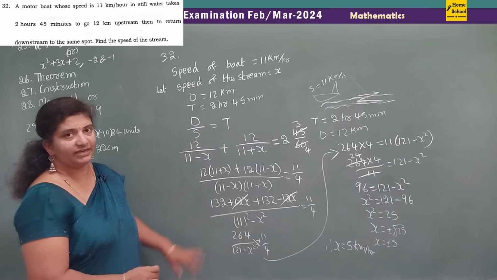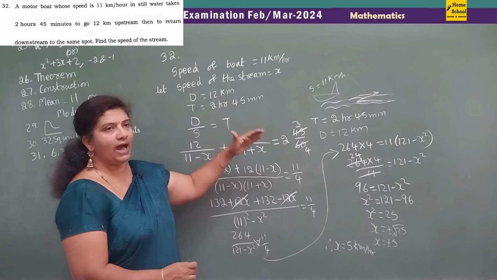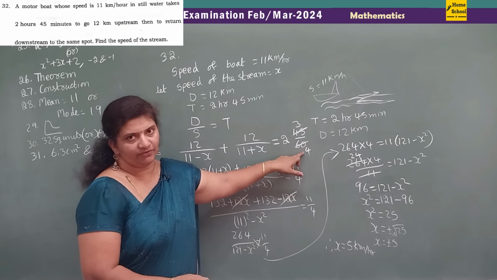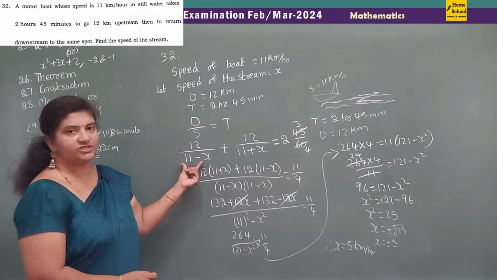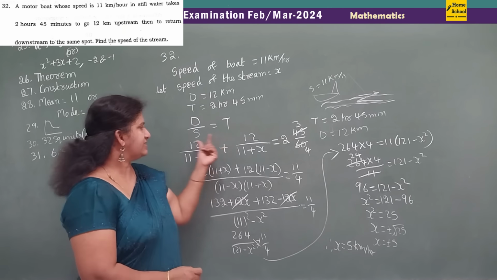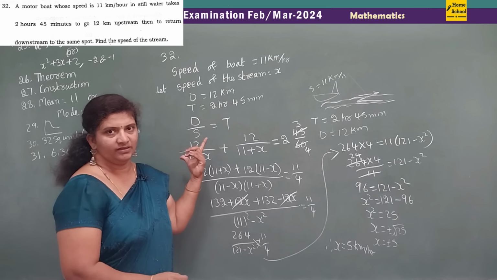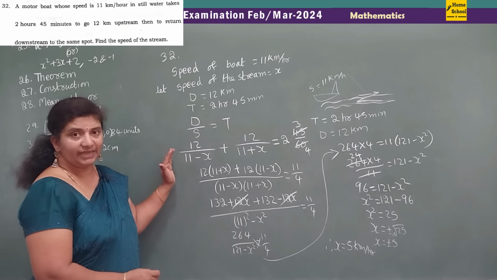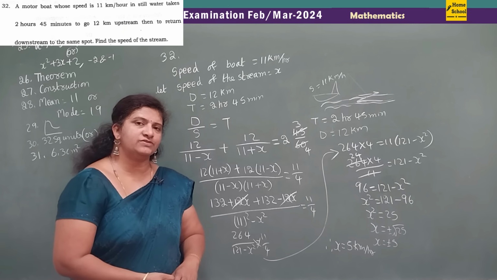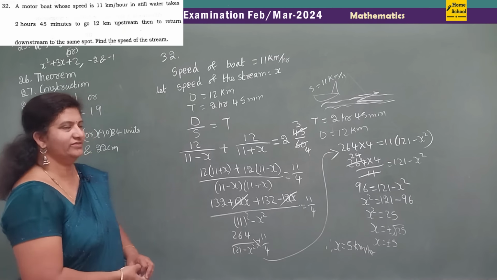Okay, understand carefully. To go upstream and downstream, it takes 2 hours 45 minutes. So your upstream speed is 11 minus x, downstream speed is 11 plus x, distance is 12 kilometers. Write the relation carefully and then solve it. Therefore, speed of the stream is 5 kilometers per hour. In this, we have one more question.